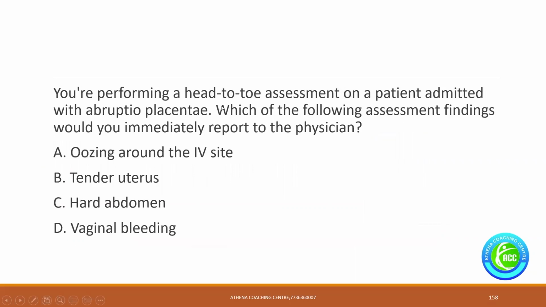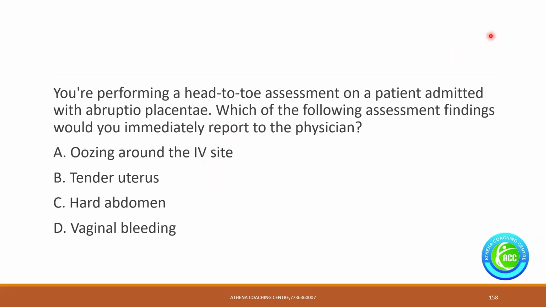You are performing a head-to-toe assessment on a patient admitted with abruptio placenta. Which of the following assessment findings would you immediately report to the physician? Okay, so a client with abruptio placenta, the following need to be assessed first. So that is the question here. Clear? Oozing around the IV site, tender uterus, hard abdomen, vaginal bleeding. Out of this, which one is the correct answer?